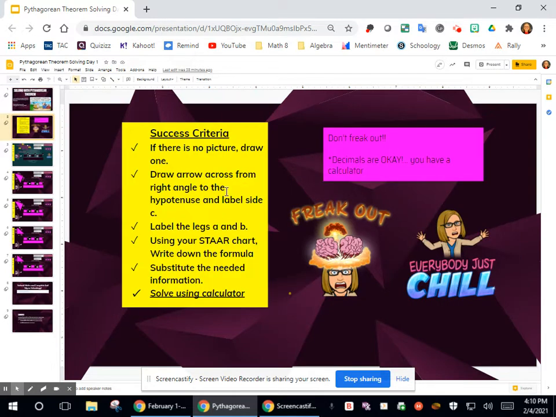Okay, so success criteria. Same things we've been doing. We're going to draw a picture if we need one. Draw an arrow to the hypotenuse and label side C. Label the legs A and B, doesn't matter what order. We're going to use a star chart to write the formula, substitute the information, and definitely use a calculator today. And you will be getting decimals. Do not freak out. Everybody just chill.